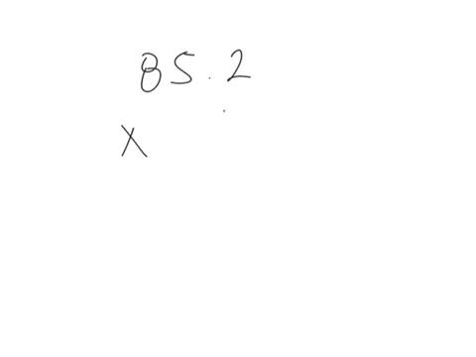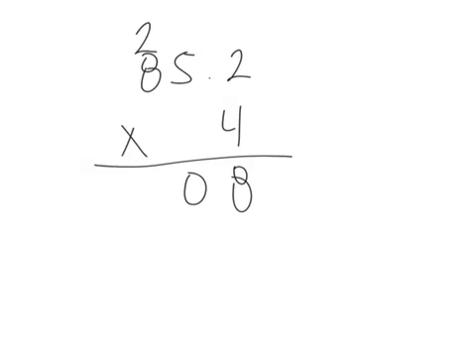85.2 times 4. So here we ignore the decimal place value and we just work it like a regular multiplication. 4 times 2 is 8. 4 times 5 is 20. Carry the 2. 4 times 8 is 32. Add the 2 is 34. But this already looks off. Why? Because 85 times 4 is nowhere near 3,408.